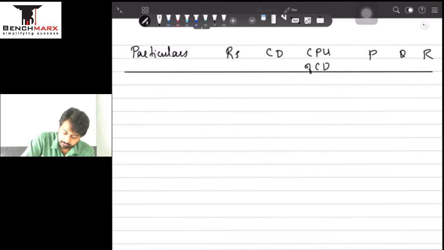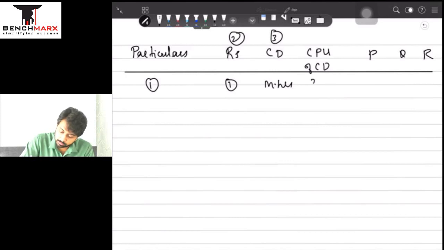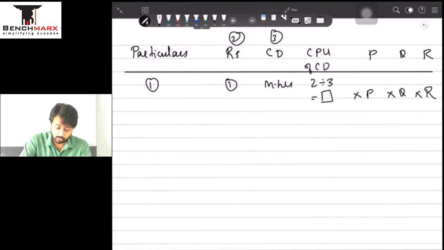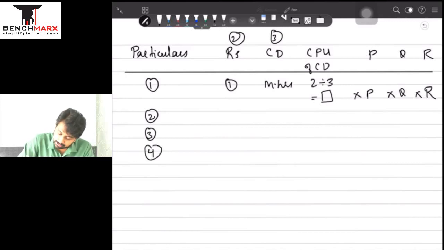Once I have this format, I'll first have activity 1, I will have the rupees, I will tell who is driving it, maybe machine hours. This is column 2, this is column 3. I will divide column 2 by column 3 and I will get some rate. This rate into cost driver usage of P, this rate into cost driver usage of Q, and this rate into cost driver usage of R. And this is how I will do for activity 2, activity 3, activity 4, and I will get total overheads cost.